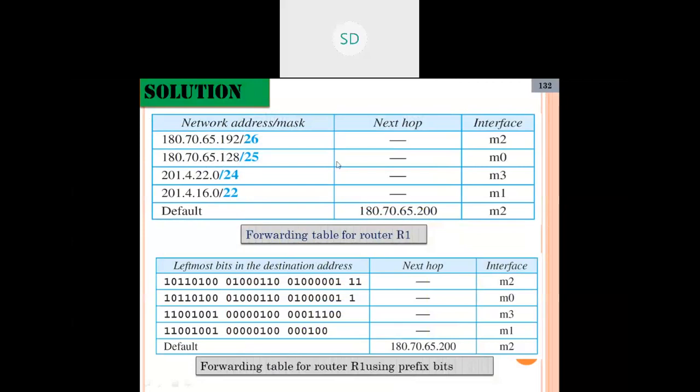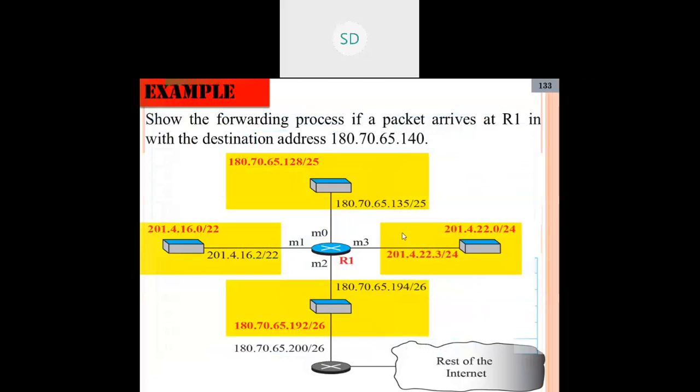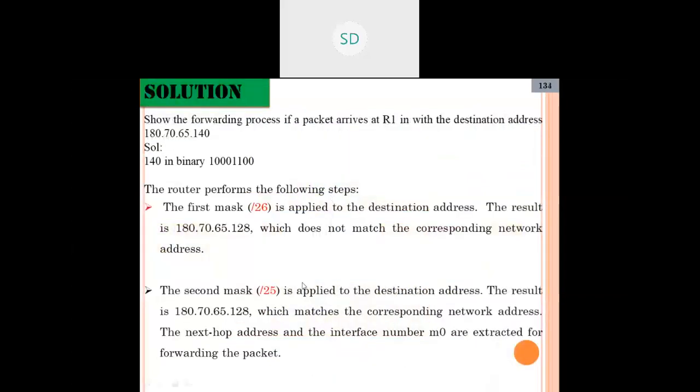So it indicates the next interface to which that particular packet should be transferred. It is nothing but the interface M0. That is nothing but from R1 through interface M0, it will be sent to this host, that is 180.70.65.135. So that host it will be sent, which matches the corresponding network address. The next hop address and the interface number M0 are extracted from the forwarding table. Okay, is that clear? This is how the routing will take place.